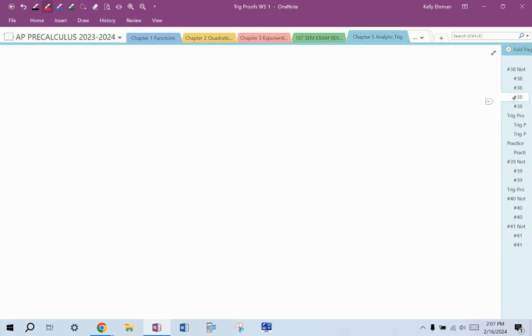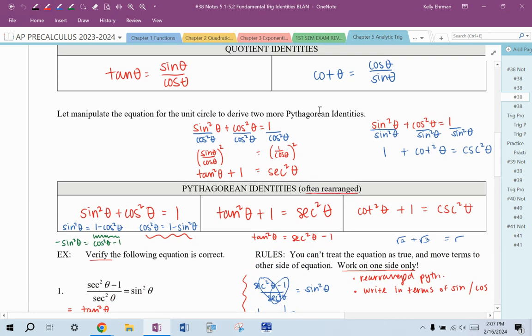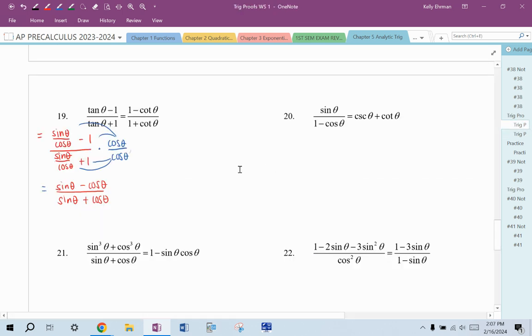So if we take a look at our notes, remember when we came up with the other two Pythagorean identities, and we said, well, let's divide by cosine squared on both sides, or divide by sine squared on both sides. And the goal in doing that was to force a sine squared into a tangent squared, or a cosine squared into a cotangent squared. So back to our worksheet, I would like to get cotangent. So what do I need to do to make that happen?